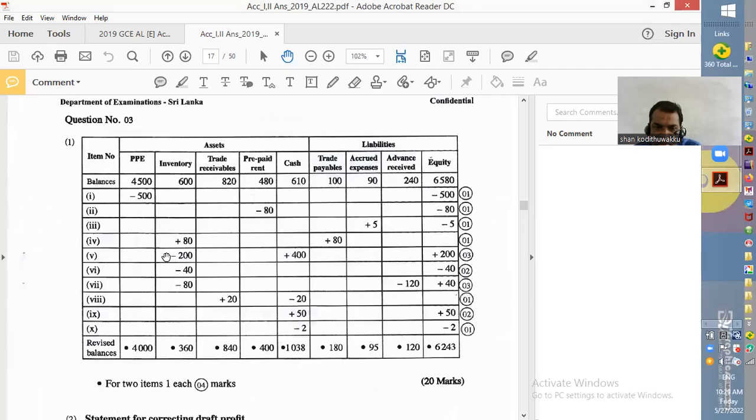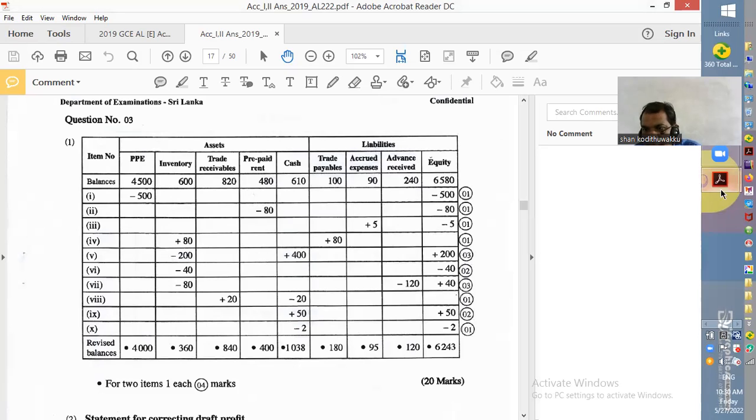Here, minus 200,000 under inventory because of cost of goods sold. And as you have sold for 400,000, plus 400 under cash. Between this cost and sales value, the profit is 200,000, which will increase equity, so plus 200,000 under equity. Right. You have got 3 marks for that transaction.